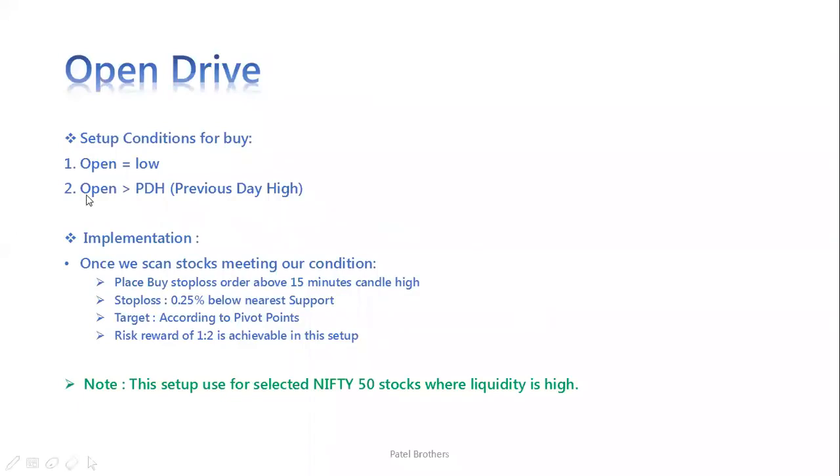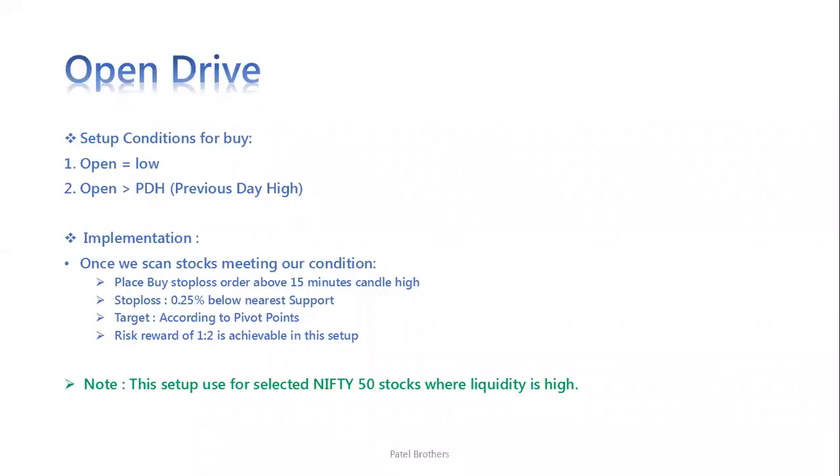So the first condition is an out of range open, and another condition is that after the open there should be open equal to low. So open is equal to low is one condition, and the other condition is that open should be greater than the previous day high, for the buying side. These are the rules for the buy, and for sell we will cover later.